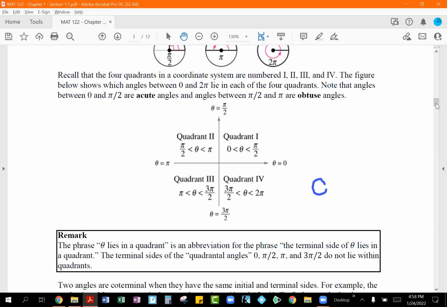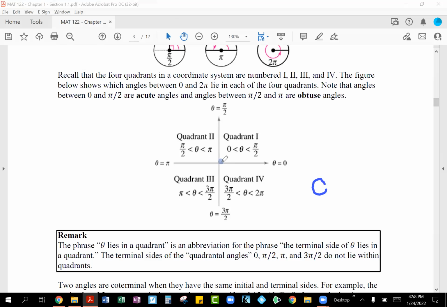So just remember that you are looking at the entire circle starting from the initial side. And remember, your initial side is going to be right here. So this is, by default, our initial side. We are always going in the counterclockwise direction. So that's how you would be coming back up to that starting point. And when you make that entire circle, that's when you are looking at 2 pi.